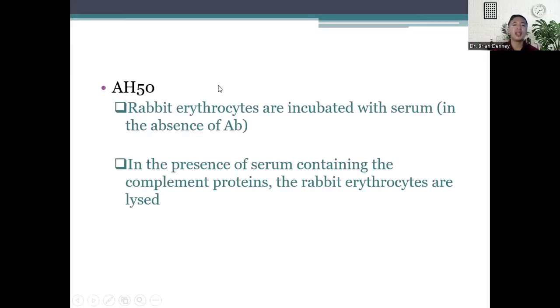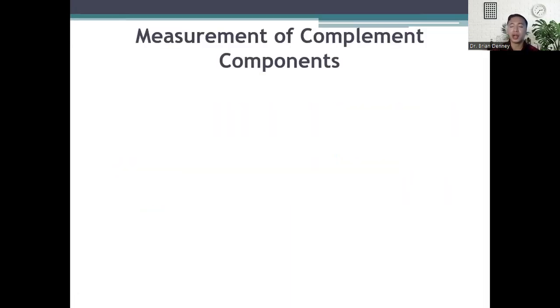And next we have the AH50. We use rabbit erythrocytes this time, incubated with the serum of the patient. Now, the same results that we get: in the presence of serum containing complement proteins, the rabbit erythrocytes are lysed. But if these serum complement proteins are absent, the erythrocytes do not lyse. Okay? And lastly, that is step 1.